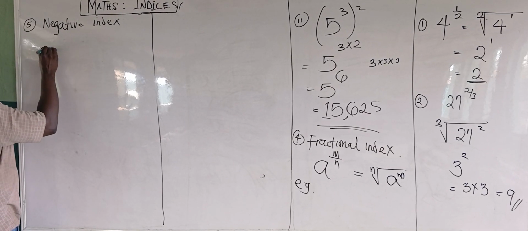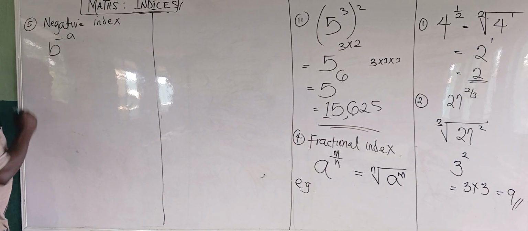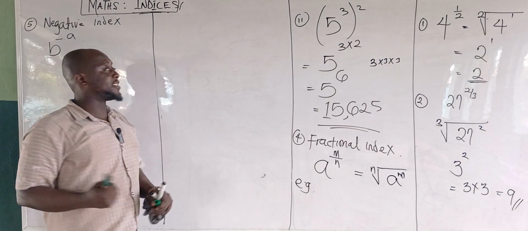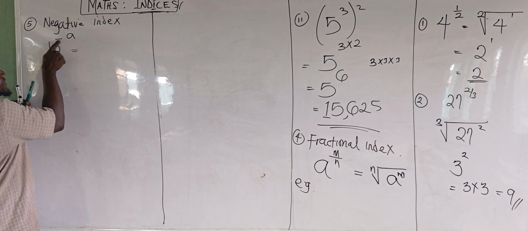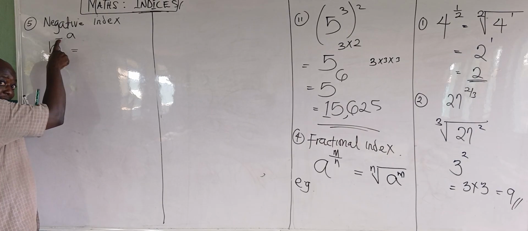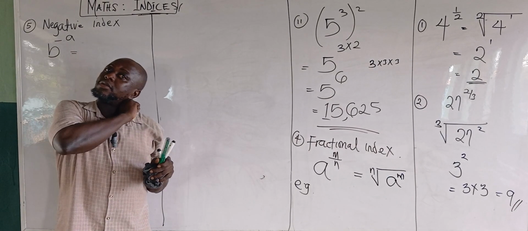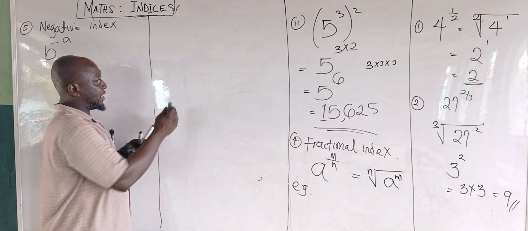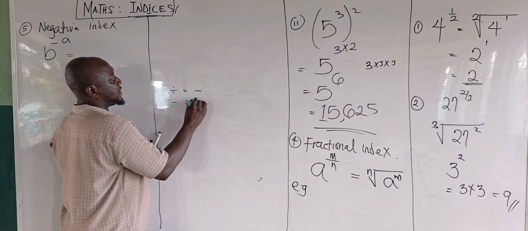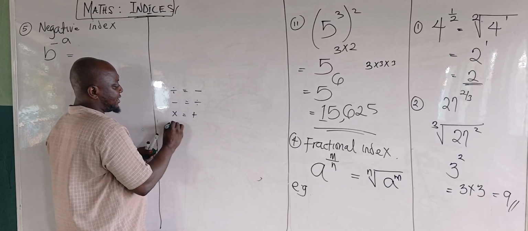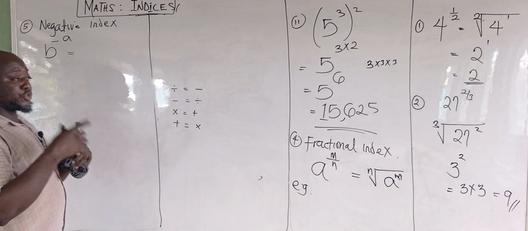For instance, you have b raised to the power of minus a. How do you express this one? Simple. Remember I told you that your divide changes to minus. So in this case too, your minus also changes to your divide. That's the concept. Your divide changes to this, this also changes to this one. Your times changes to this, this also changes to this one. So it's the same thing in indices and also in logarithm.